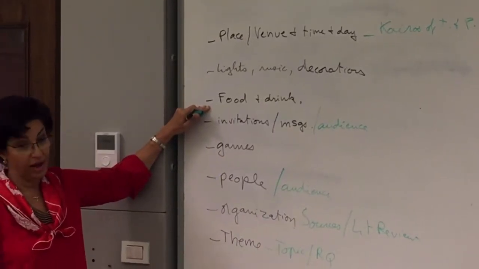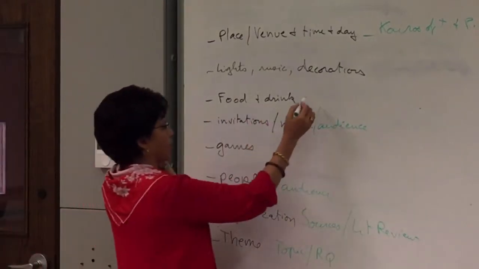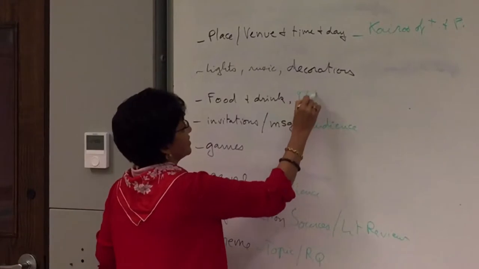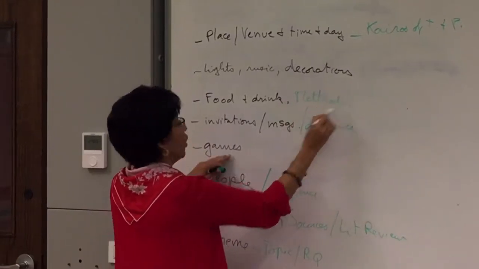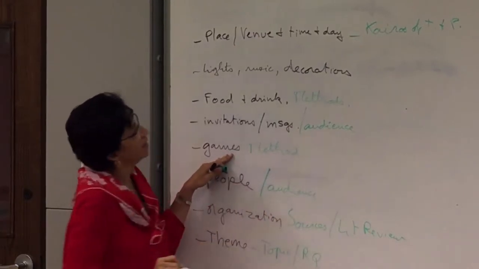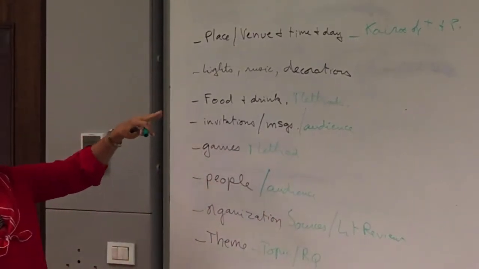Methods. Yeah? How are you going to have the party? You're going to have food. How are you going to bring people? How are you going to entice them? So we can say this is the method. The methods used along with games. Yeah? That's another method. Okay. Anything else? Lights, music, decoration?